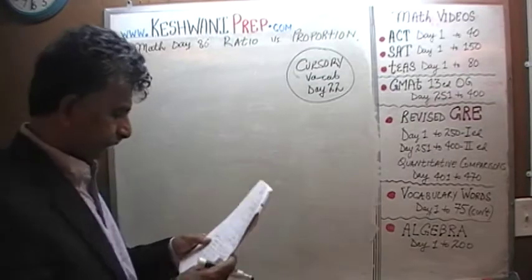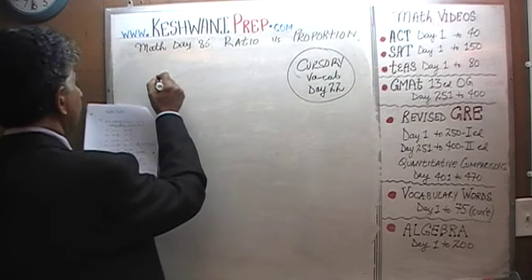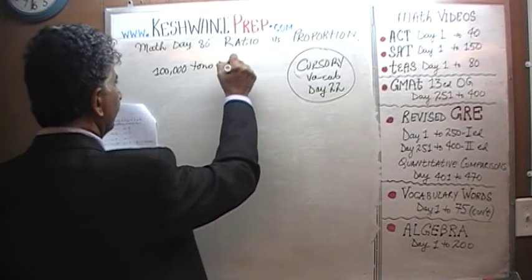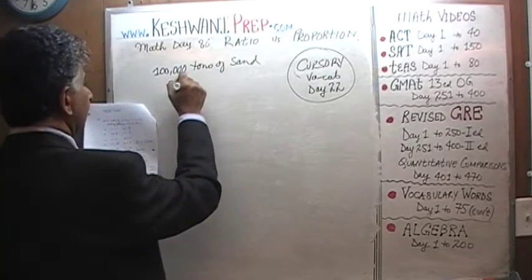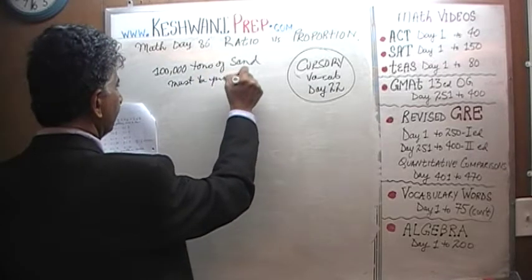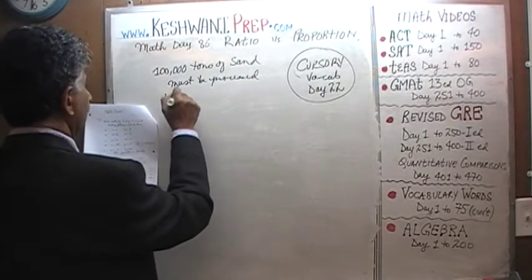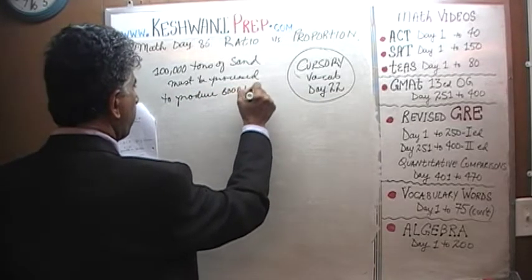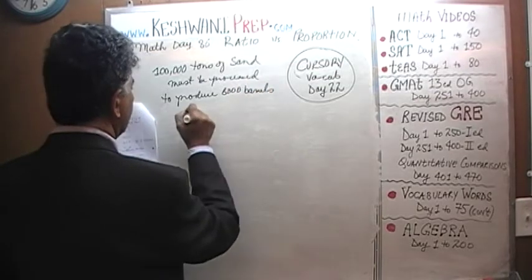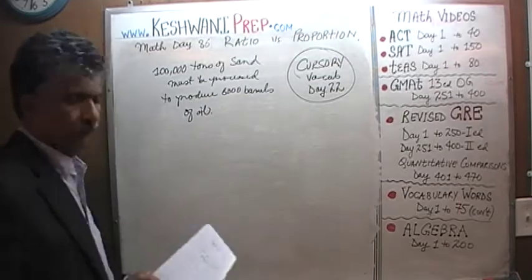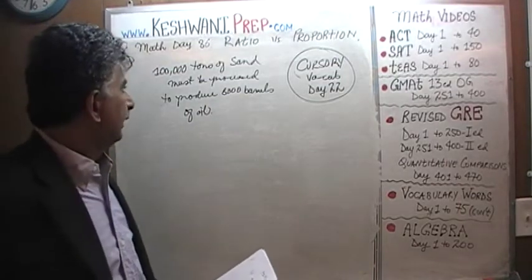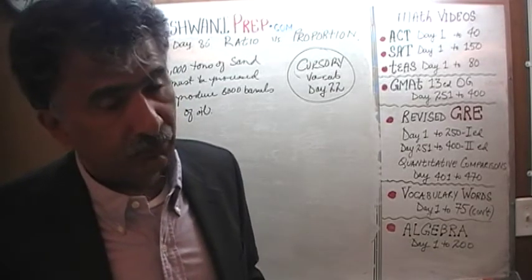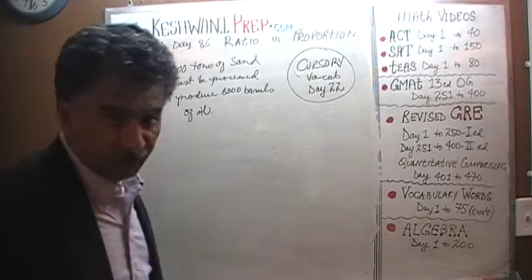Let's do one more, shall we? We are told that 100,000 tons of sand must be processed to produce 6,000 barrels of oil. 100,000 tons of sand must be processed to produce 6,000 barrels of oil. Don't ask me how they extract oil from sand. I have no idea. That's what we are told.